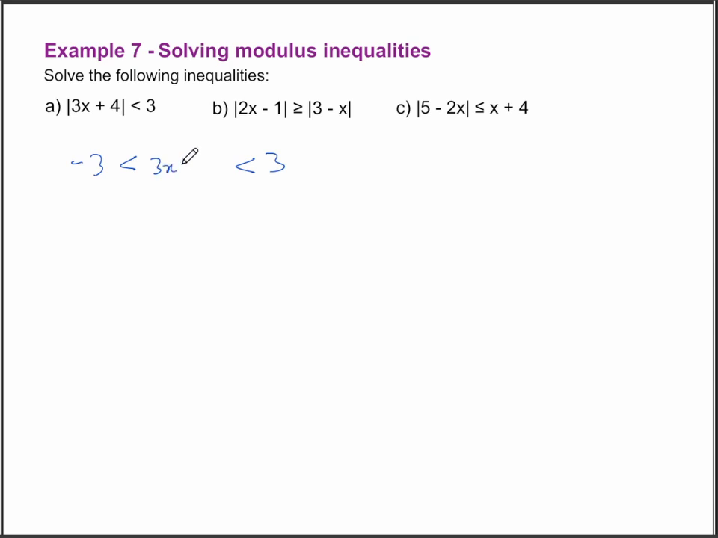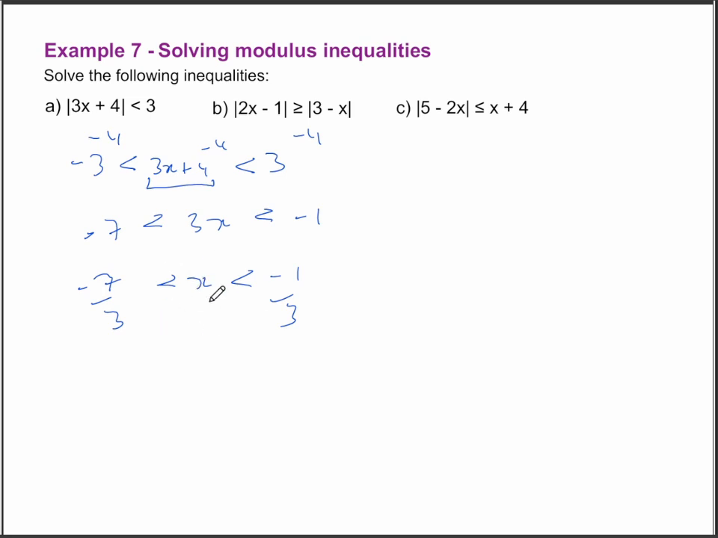Because that way, we will get the absolute value of 3x plus 4 to be less than 3 in general, because we want the magnitude of it to be less than 3. So we wanted something like this. And then we can just solve it. You're solving this inequality where you subtract 4 in the middle, subtract 4 on the right, subtract 4 on the left. We get -7 less than 3x, which is less than -1. Then divide by 3 on all sides, we get -7 over 3 less than x less than -1 over 3.